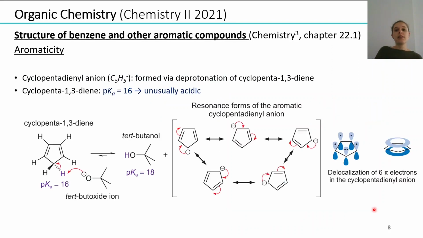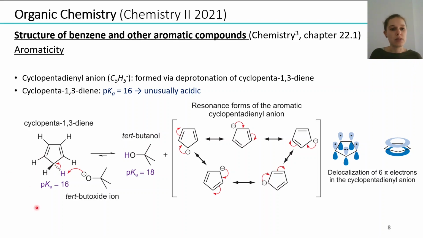And then we can have again a look at the cyclopentadienyl anion, and we can see that this can be formed by a deprotonation step of cyclopenta-1,3-diene. And a molecule is shown here. So this cyclopenta-1,3-diene is not aromatic because we can see here is an interruption of the pi ring.